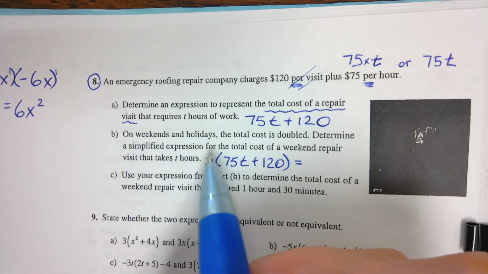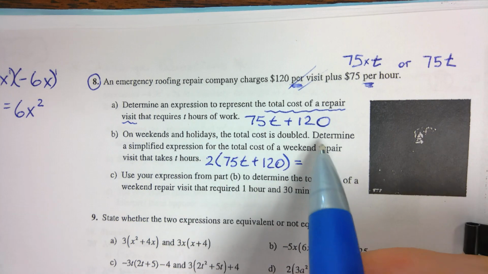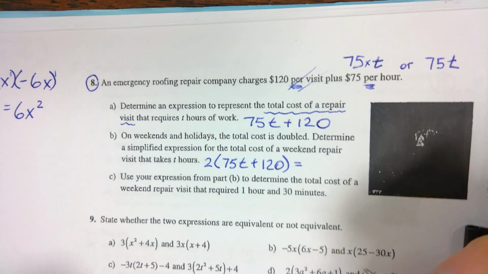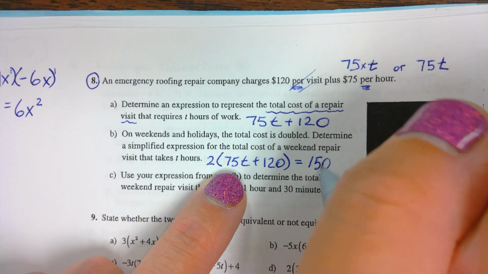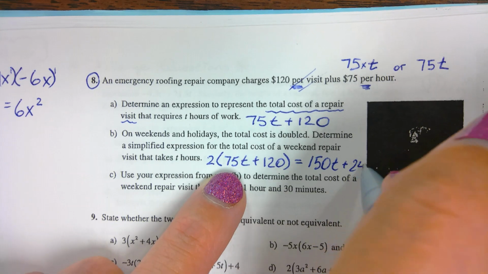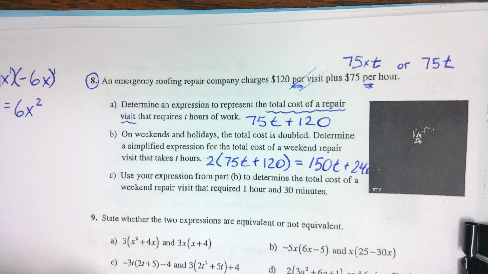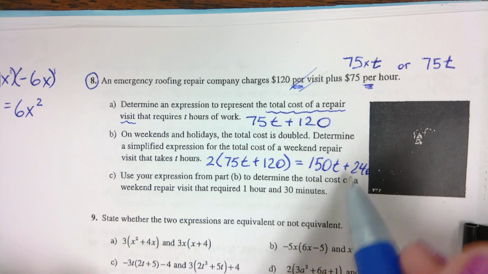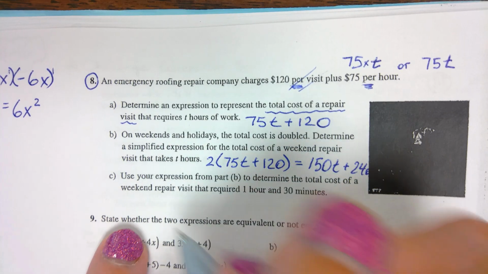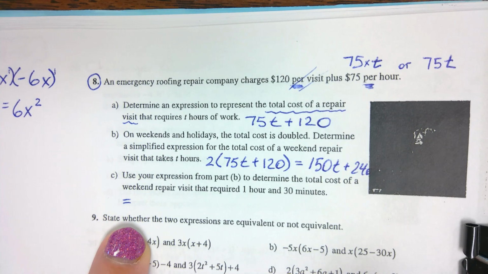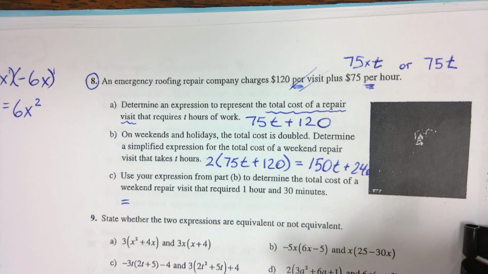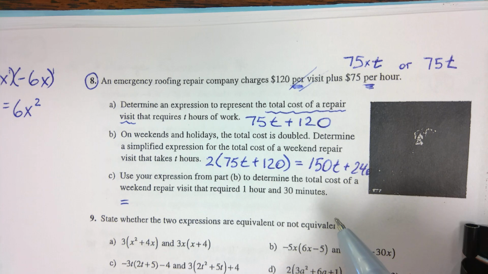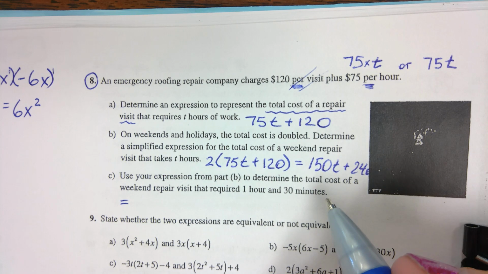Does it ask you to determine a simplified expression? Okay. So if we were to expand this out, it'll be 150t plus 240. Right? Just multiplying it in. So if it takes 1.5 hours, okay, what's my cost? Jason, can you help me with this one? If I repair for 1.5 hours. 1.5 hours. Yep. 1 hour, 30 minutes.